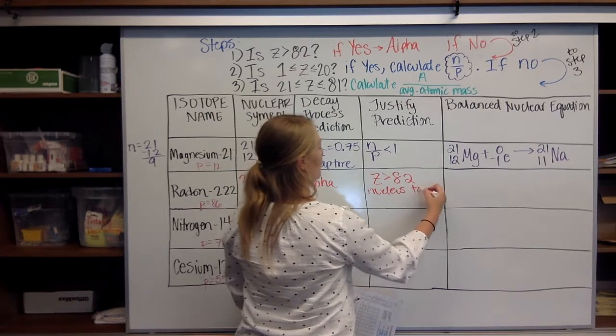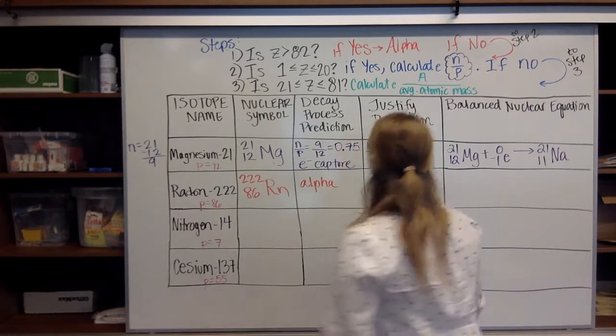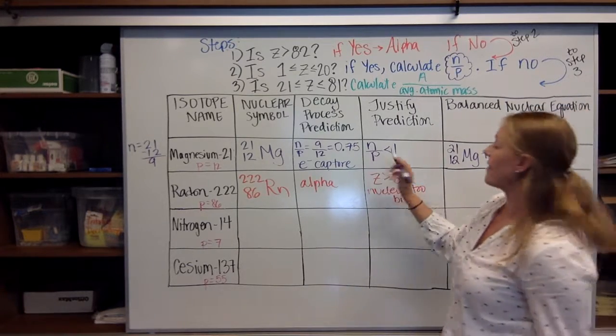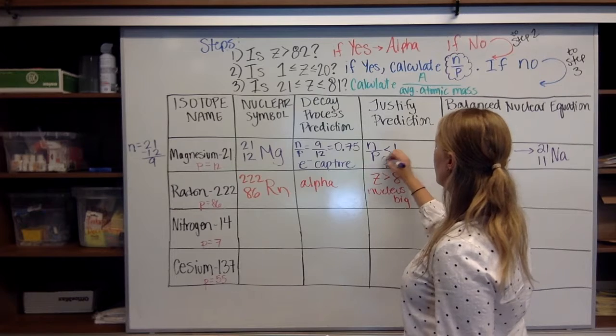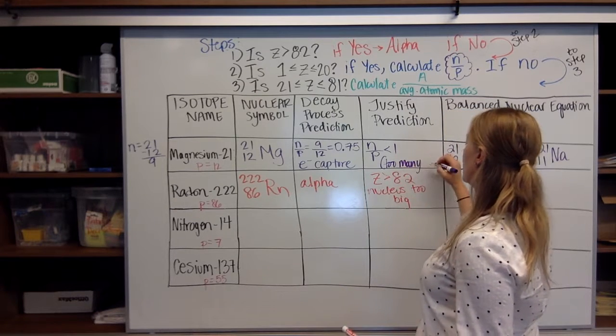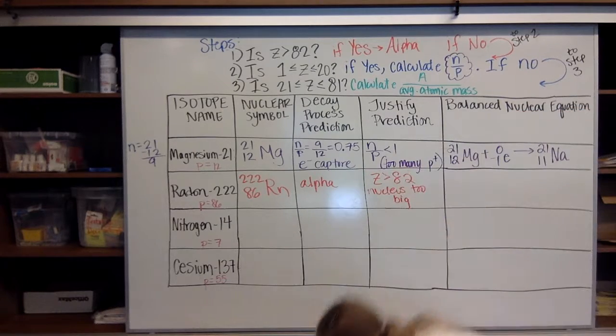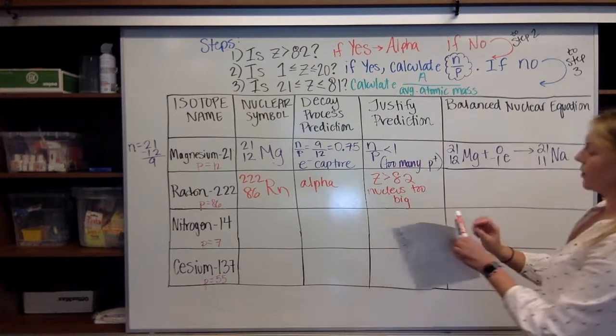Nucleus, too big. Okay. Up here I also should have written, because N over P is less than 1, part of our justification is there's too many protons. And I'm going to put P plus for protons. Okay. Now we can write our balanced equation.